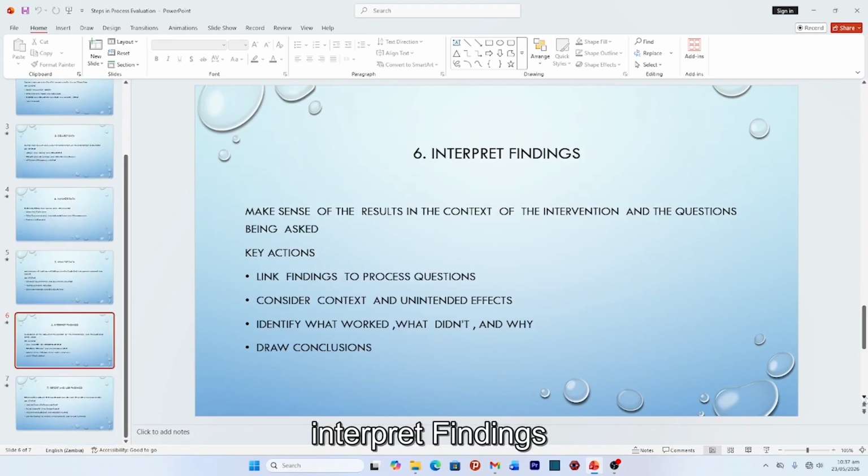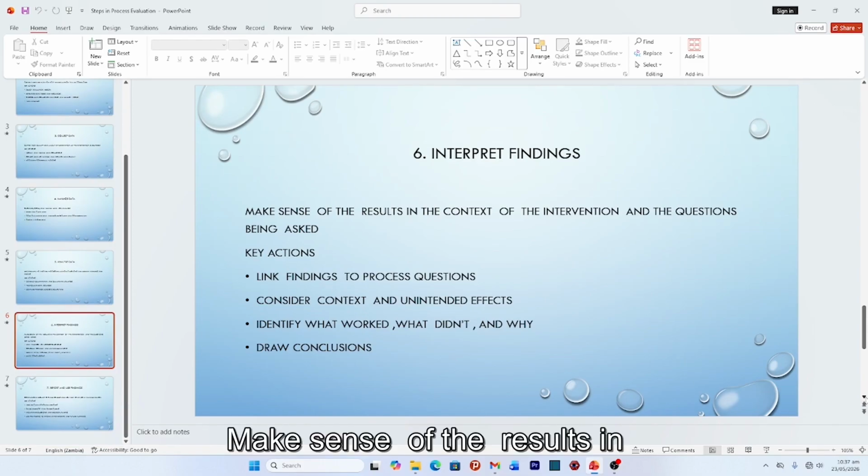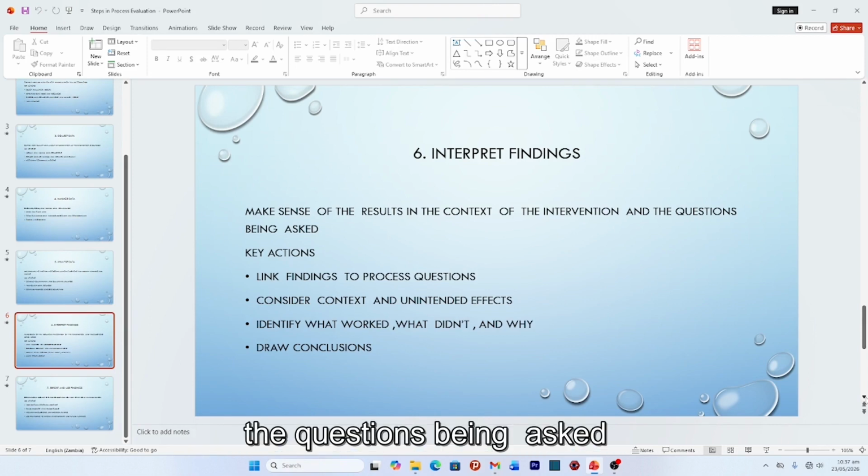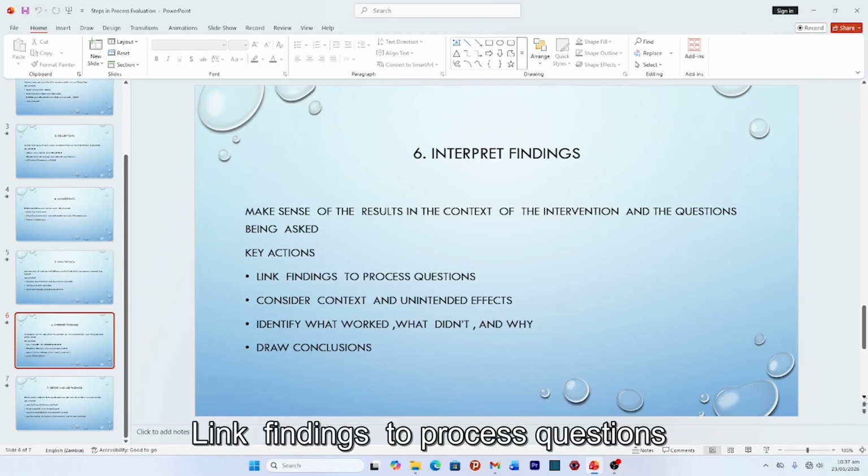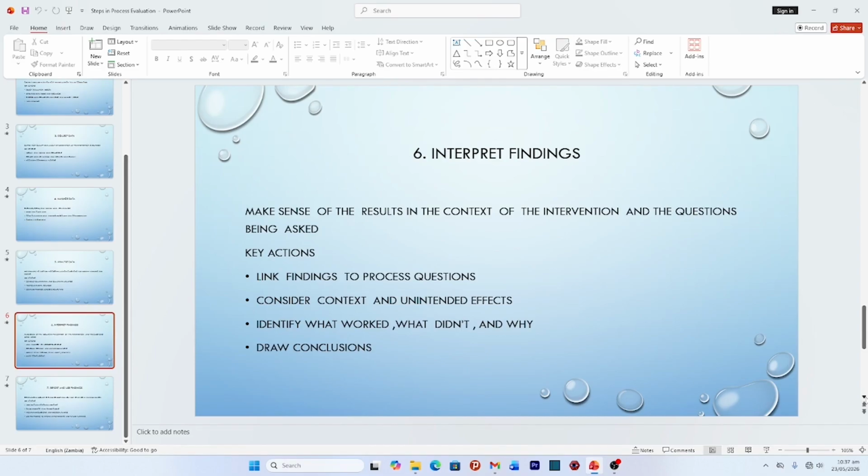The sixth step is to interpret findings. Make sense of the results in the context of the intervention and the questions being asked. Key actions include: link findings to process evaluation questions, consider context and unintended effects, identify what worked, what didn't, and why. Then draw conclusions.